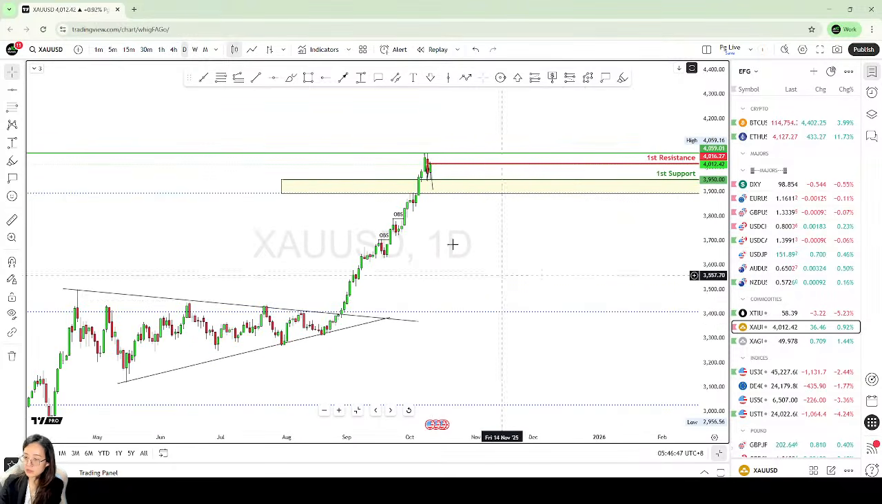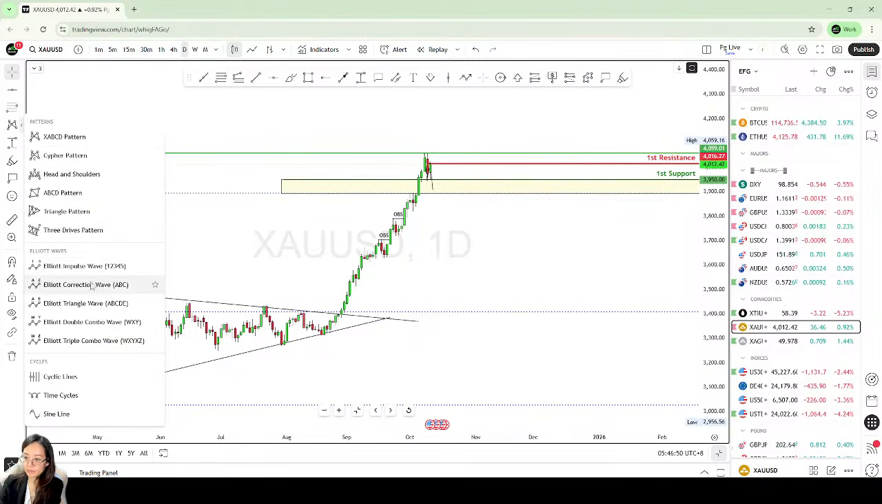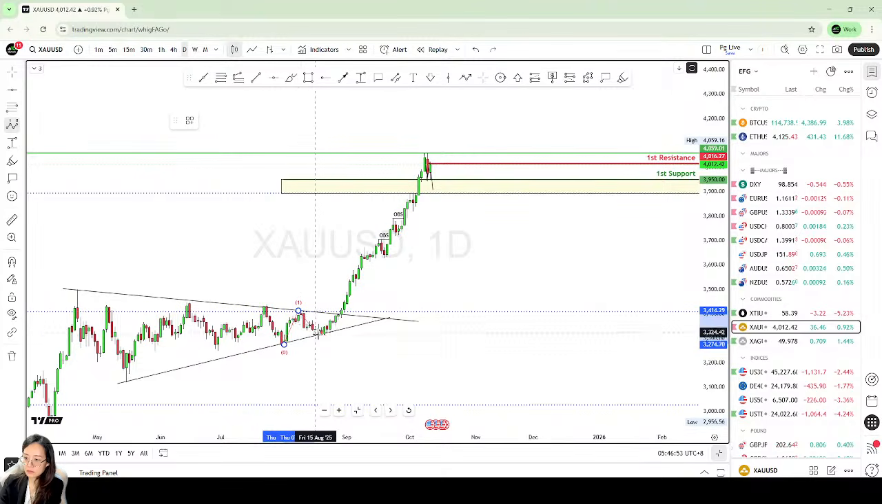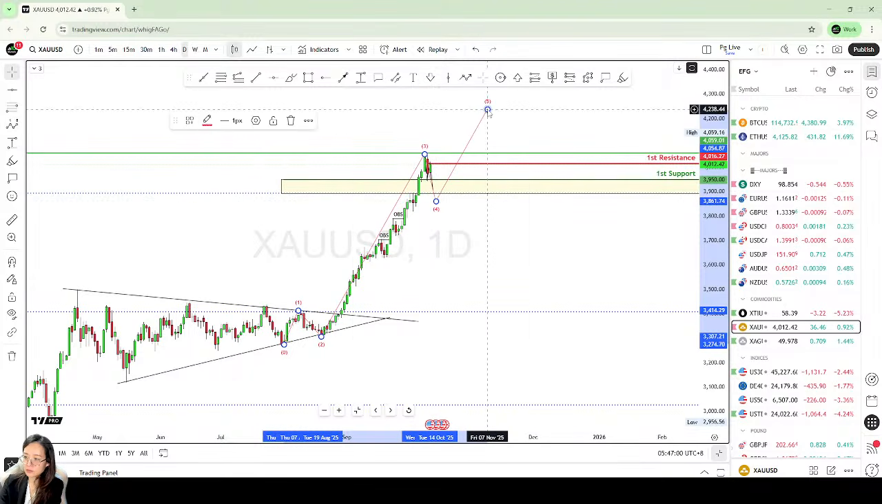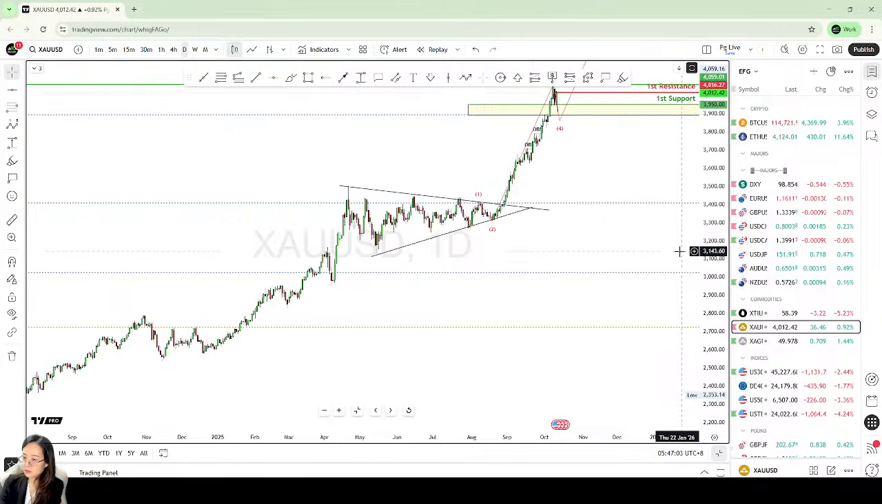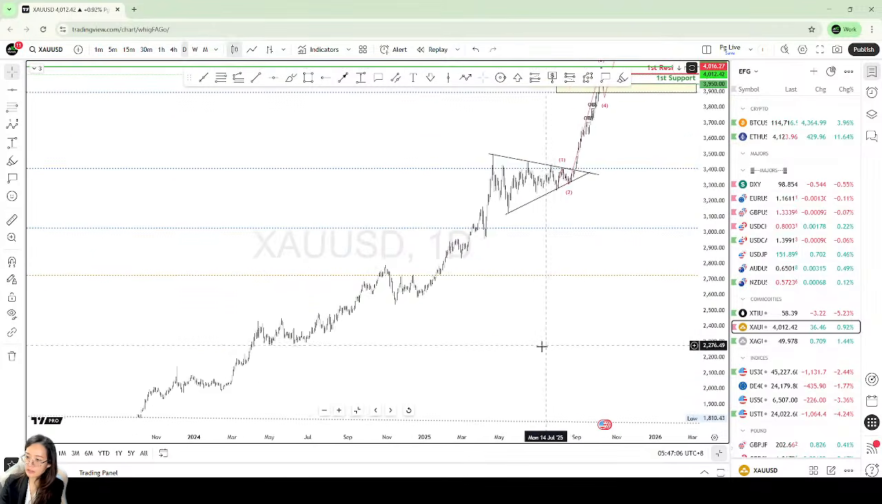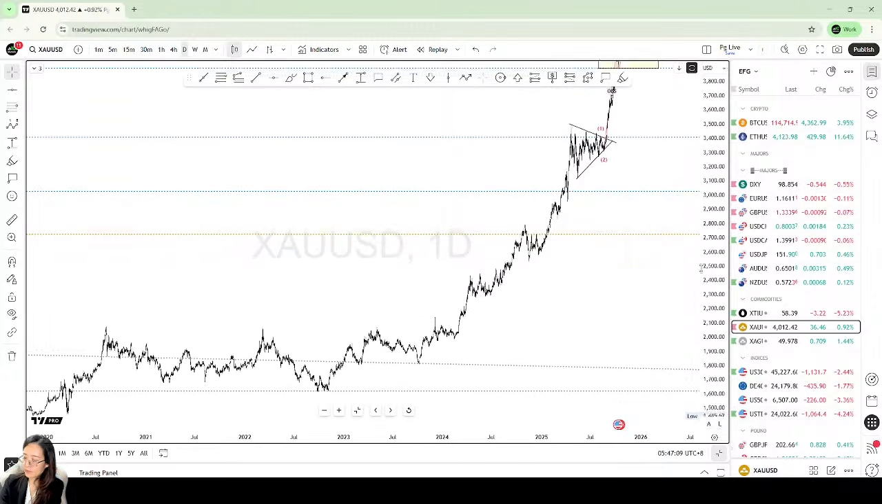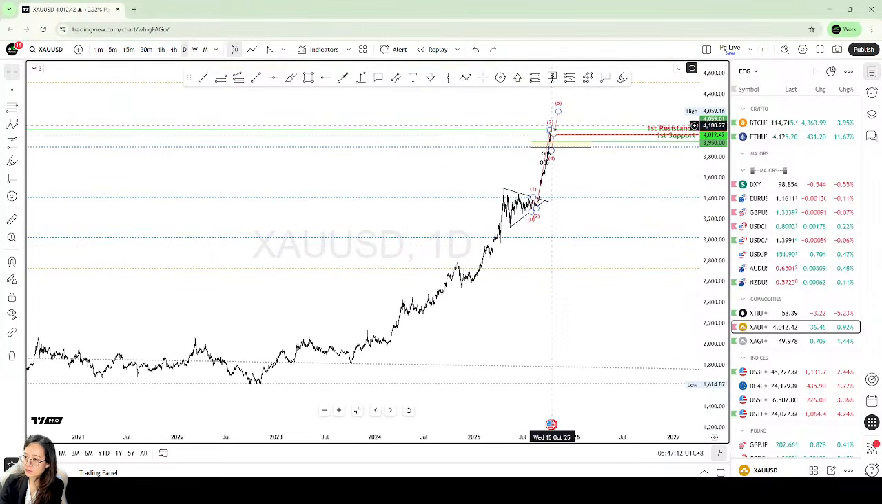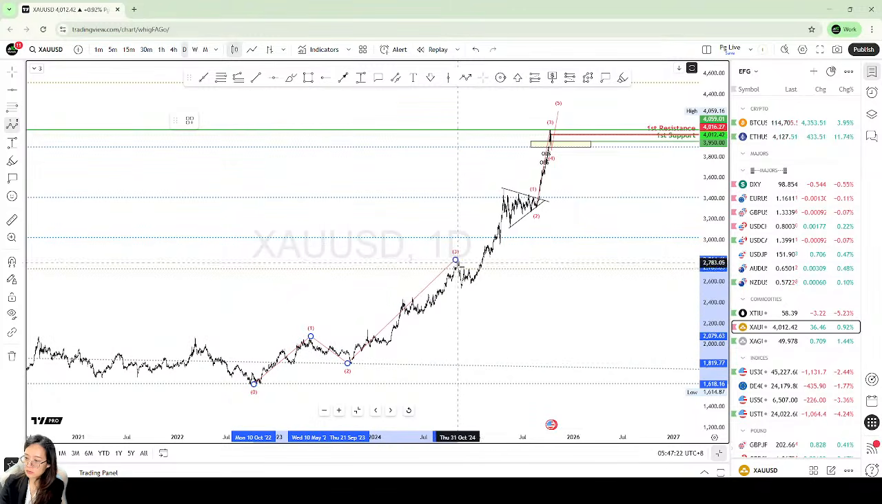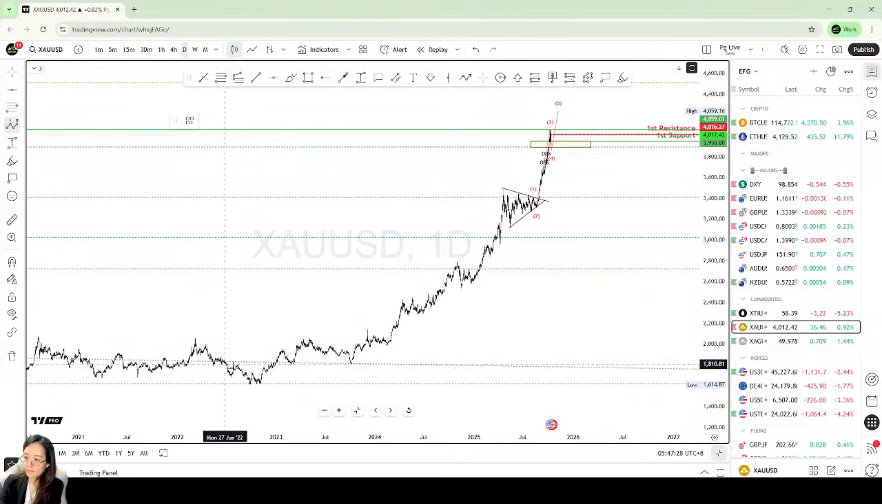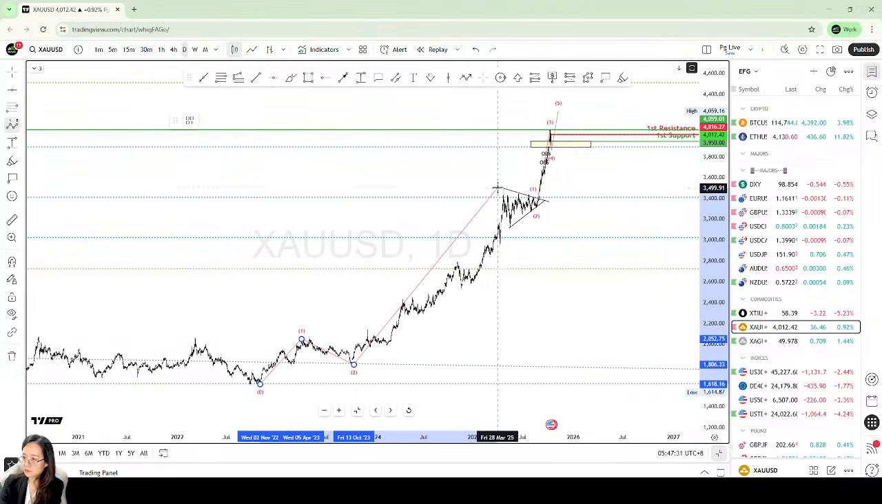If I just want to count the Elliott wave, right? 1, 2. This one could be 3, or could be pull back and continue to go 5, on the higher time frame. Okay, this one could be wave 5 based on the 1, 2, 3. No. 3, 4, 5.